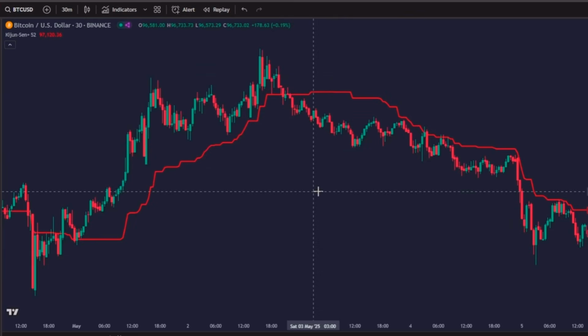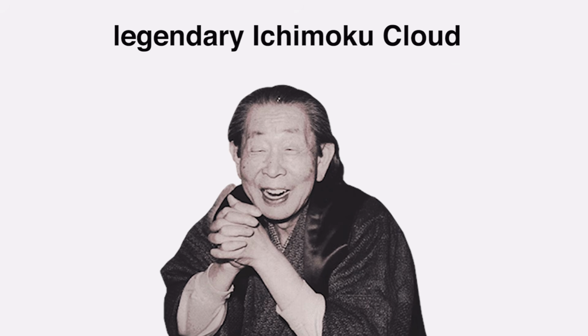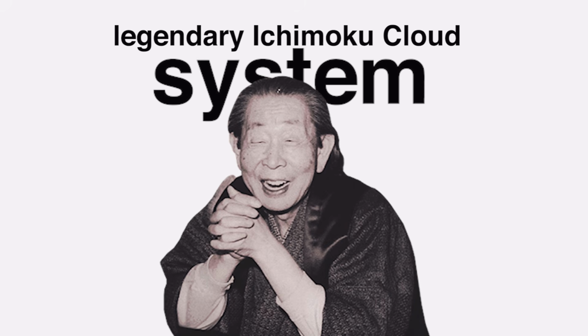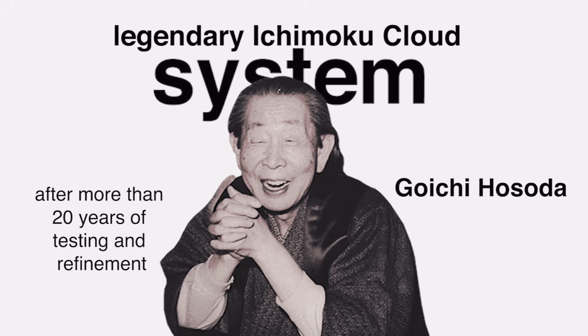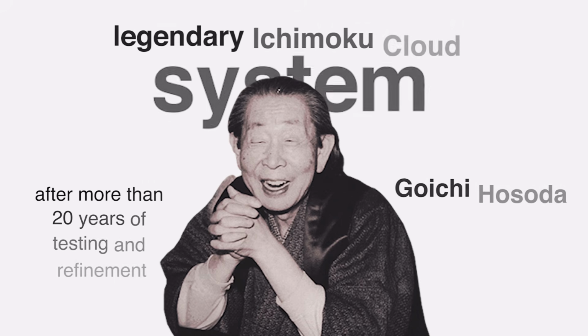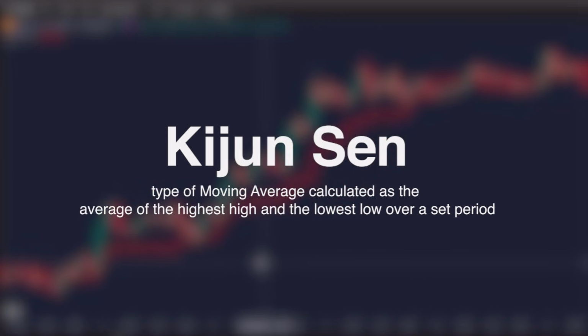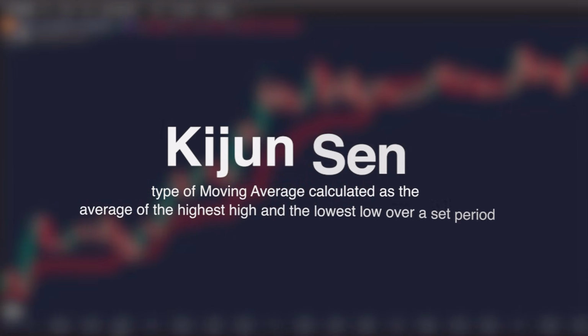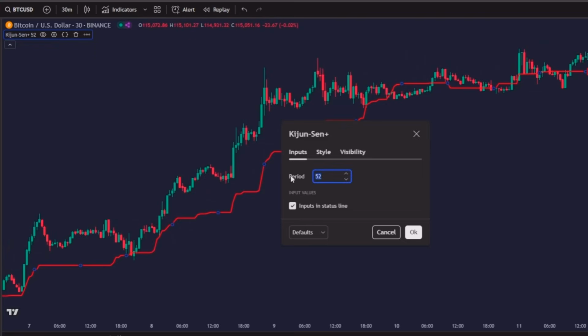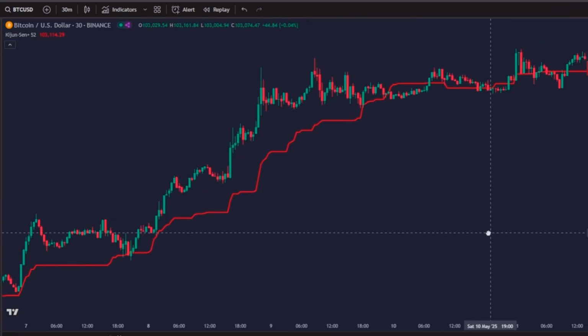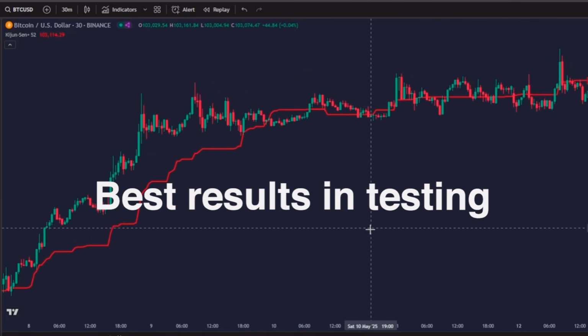The Kijun Sen is a component of the legendary Ichimoku cloud system developed by Goichi Hosoda. After more than 20 years of testing and refinement, it's calculated as the average of the highest high and the lowest low over a set period. In this case, I'm using 52 periods, which gave me the best results in testing.